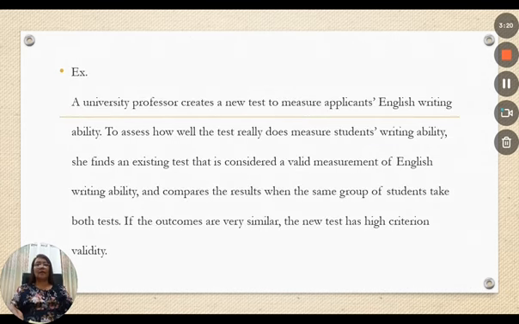For example, a university professor creates a new test to measure applicants' English writing ability. To assess how well the test really does measure students' writing ability, she finds an existing test that is considered a valid measurement of English writing ability and compares the results when the same group of students take both tests. If the outcomes are very similar, the new test has high criterion validity.